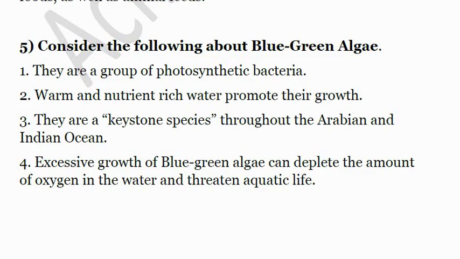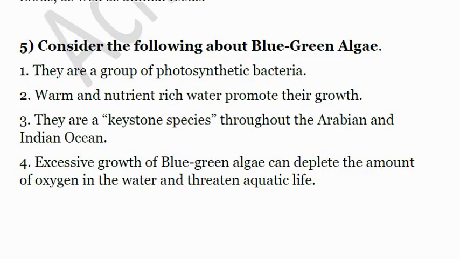of the blue-green algae. And friends, the third statement is not correct, because these are not keystone species. Keystone species are those species which have an essential role to play in a particular food chain. Blue-green algae do form a part of phytoplankton, which is an important part of the food chain, but in actual practice, they only form a very small part of phytoplankton. The major phytoplankton is basically the green algae, the proper green algae. So these are not keystone species. So third is incorrect, fourth is correct.